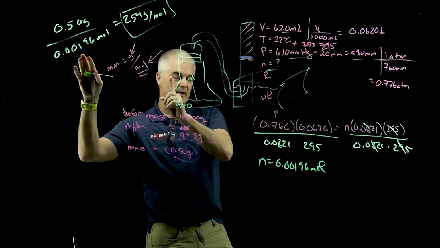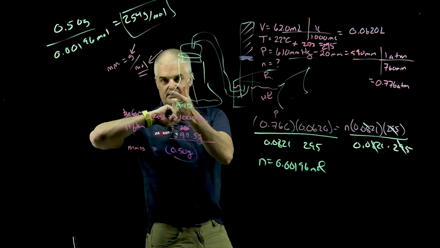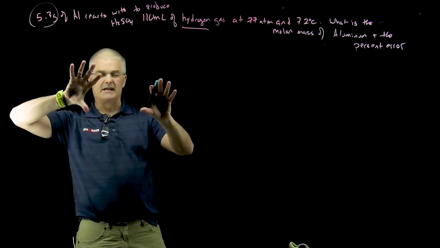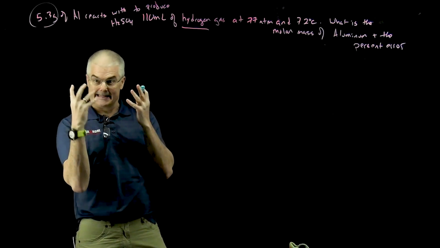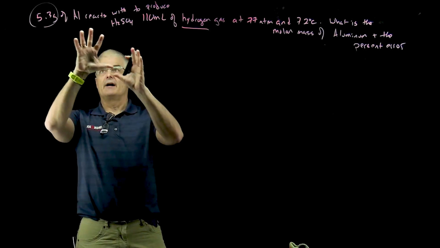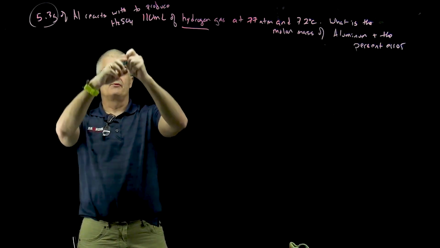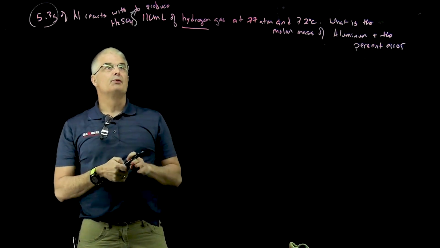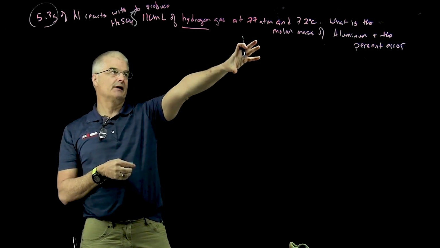Let's do one more example that twists it a little bit. All right, so here's our second example, much more complex, but again, it's connecting things we've already learned. So we've got aluminum reacts with sulfuric acid to produce 110 mL of hydrogen gas, et cetera, et cetera.